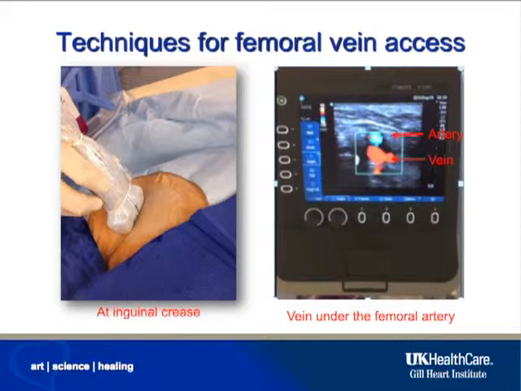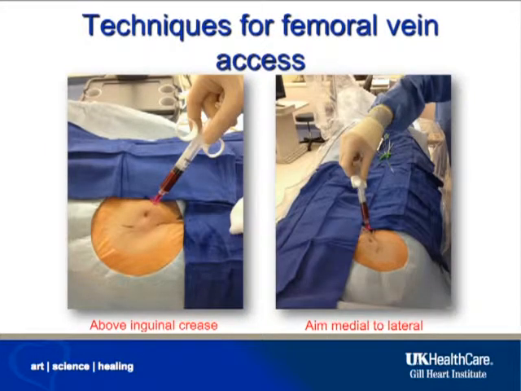It is important to understand the anatomy in this location in order to properly direct the needle and avoid puncturing the artery. As shown on the picture on the left, we see that the vein lies medial to the artery, which is demarcated with the black line. The puncture site here is noticeably above the inguinal crease. In the picture on the right side, the aim is directed from medial to lateral to avoid contact with the femoral artery, which lies above the femoral vein in this location.